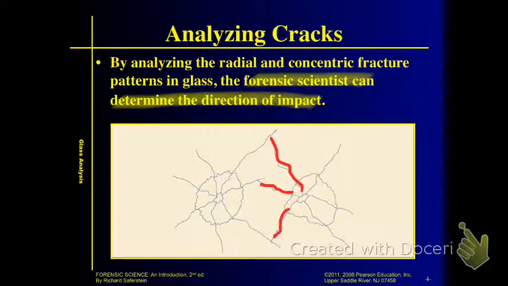So what we're looking at here is these shatter lines here. And you can see that these shatter lines are stopped by these shatter lines. So in other words, this bullet hole on the left was made before this bullet hole on the right.